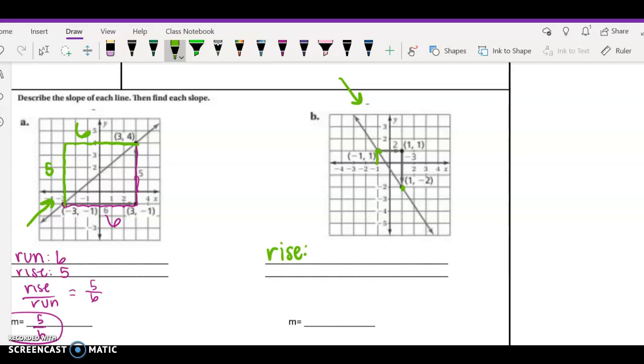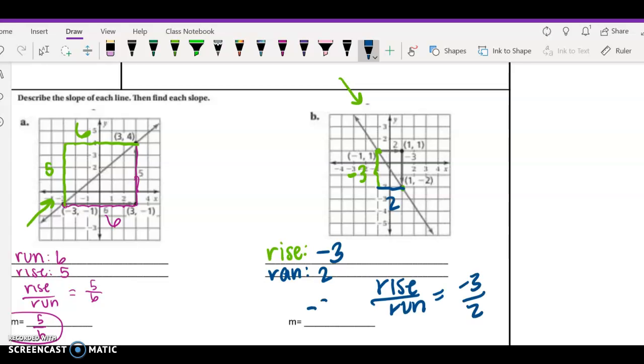we go down 1, 2, 3. So we're going to fall 3, and if we fall, it's negative, and then we have 3 boxes we went to. And then we run 1, 2. So we rose -3, and we ran 2. So when I go rise over run, this gives me -3 over 2, and that is my slope.